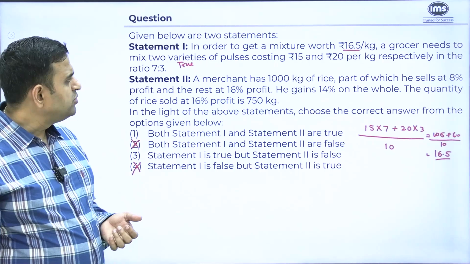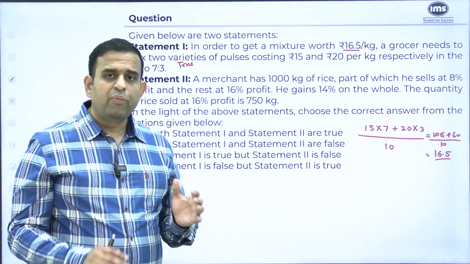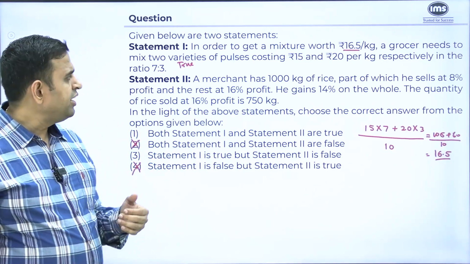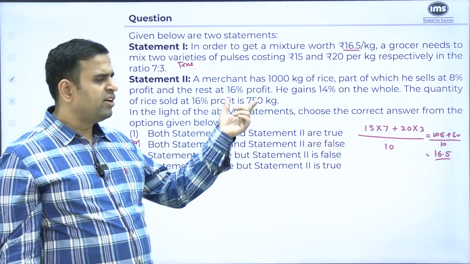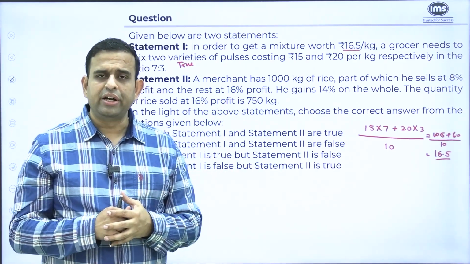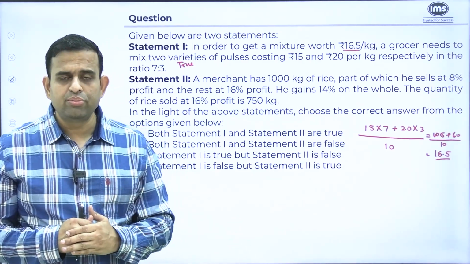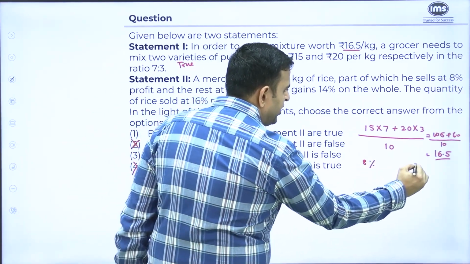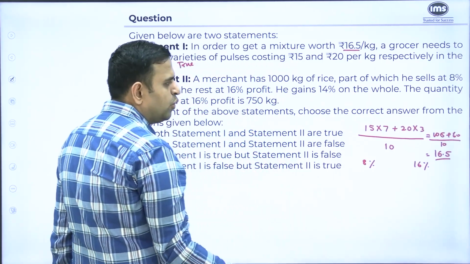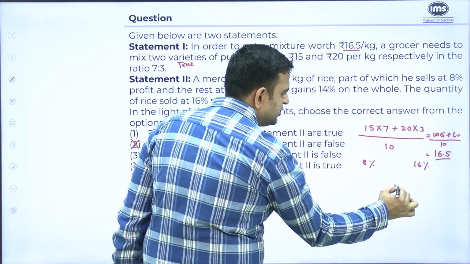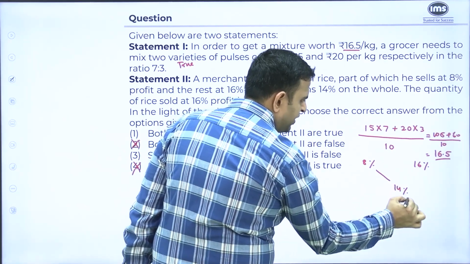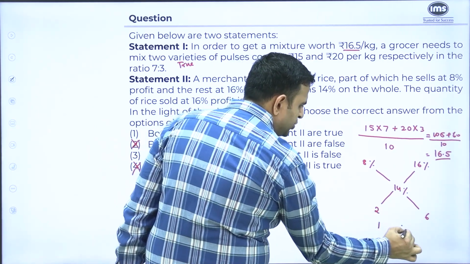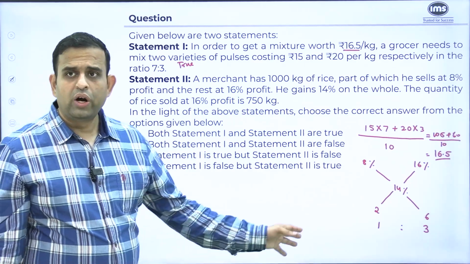Understand, if the entire 1000 kg was sold at 8%, my whole return must be nothing but, one can say, 8%. And what about if the entire rice was sold at 16% profit? My overall gain should also be only 16%. But we have neither 8% nor 16%, something in the middle. So understand we have an 8% return, we have a 16% return, but overall you have a 14% return. 14 minus 8 is 6, 16 minus 14 is 2. So this required ratio, one can say, happens to be equal to 1:3.